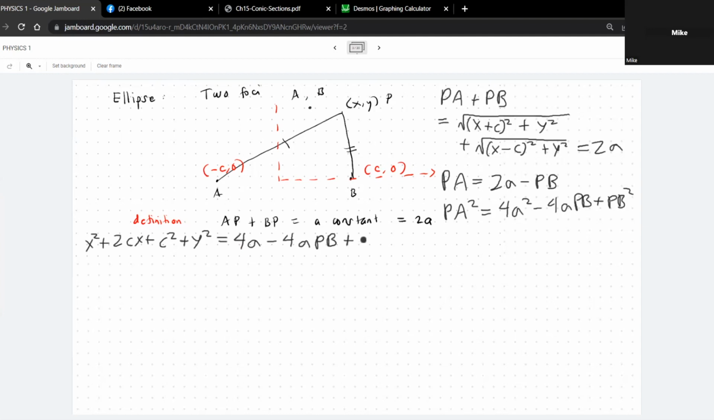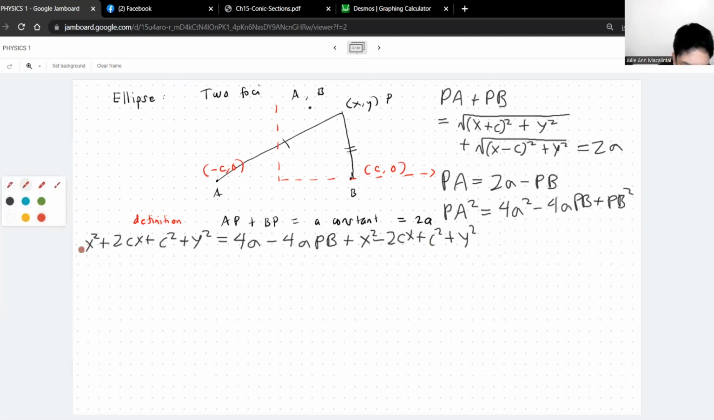So, iwan mo muna sa PB yan. Yung PB squared yan. Okay. And then, yung mga cancellations. Lipat lahat. And then solve for PB. Yes. PB equals all of this.